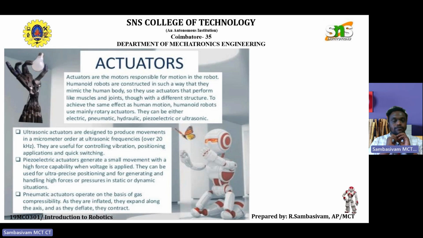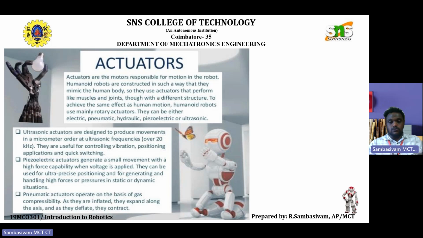This is similar to how a human body acts, where movement is achieved through gesture control and the actuator mechanism plays a major vital role. Ultrasonic actuators are designed to produce movements on the micrometer order, using ultrasonic frequencies over 20 kilohertz. They are useful for controlling vibrations, positioning applications, and quick switching.